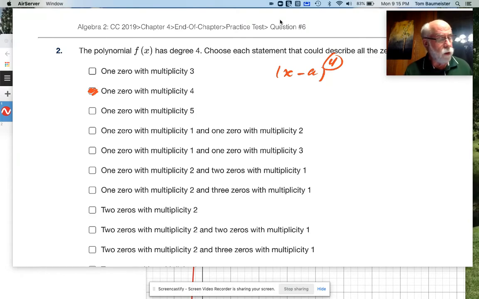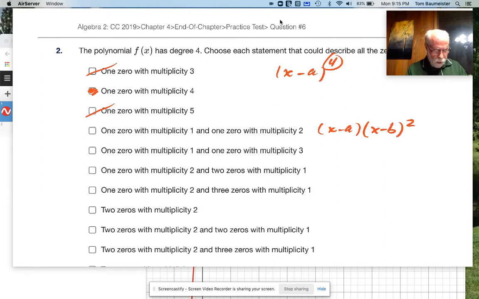All right, so let's see here. Well, this one's not going to work. That one's not going to work. Let's see this one here. 1 zero with a multiplicity of 1, so let's call it x minus a, and 1 zero with a multiplicity of 2, so that would be x minus b squared. Again, that's only going to add up to 3. So hopefully you get the idea.